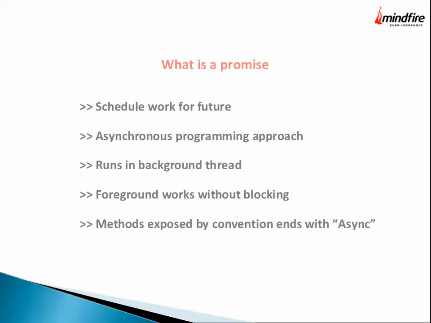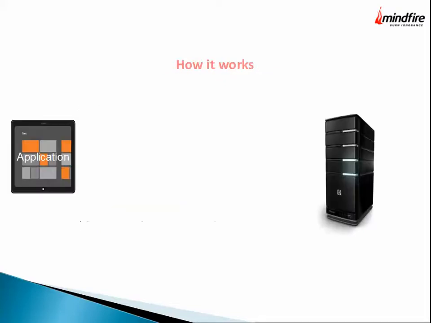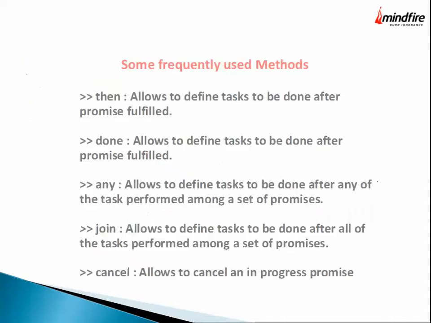By convention, Windows uses async as a suffix. So async is the suffix usually used by the method. Some frequently used methods are then, done, any, join, cancel, and there are a lot more. Of course, as I said, we cannot explain all of them in this limited time, so I have picked a few of them.